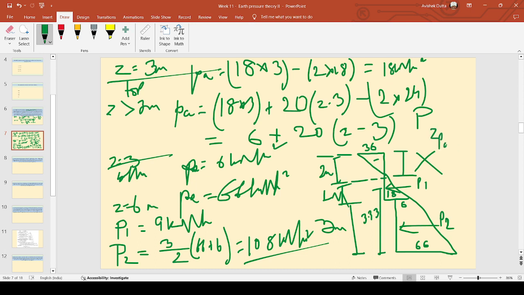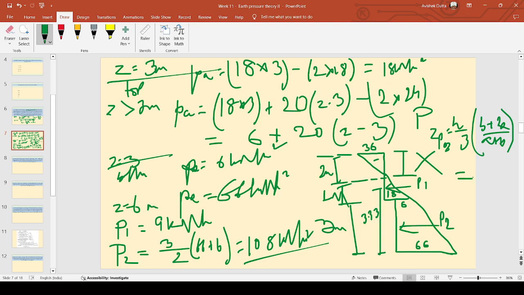This is an important formula. If you know, ZP2 will be h by 3 into (b plus 2a) divided by (a plus b), because I'm not considering the triangle and rectangle separately. I'm considering the trapezoid as a whole. So h is 3, so 3 by 3, b plus 2a. It is 6 plus 2 into 6 divided by 6 plus 6.